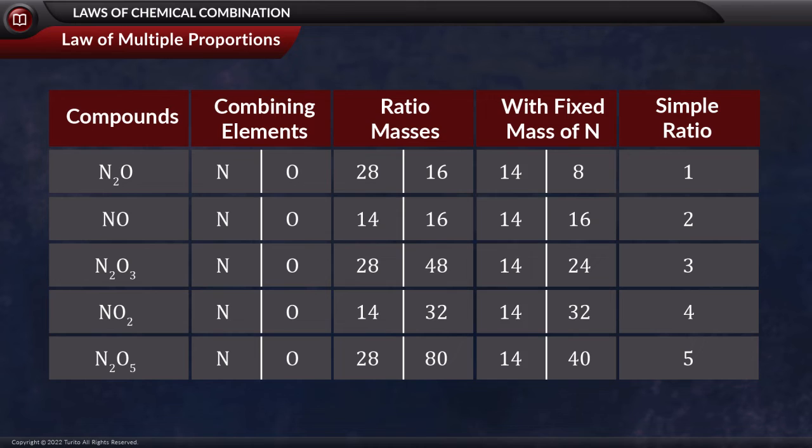Now, if the mass of N is fixed at 14, then with respect to this mass, the O mass in the following compounds will be 8, 16, 24, 32, and 40, respectively. Thus, if we take the simple ratio of the O atom in all these compounds, then it will be 1:2:3:4:5.